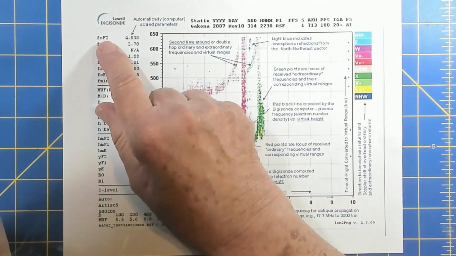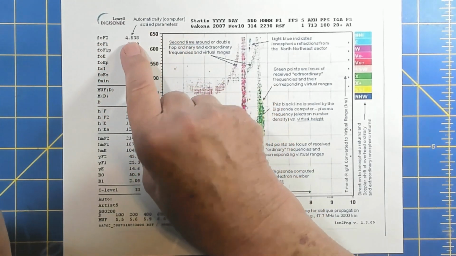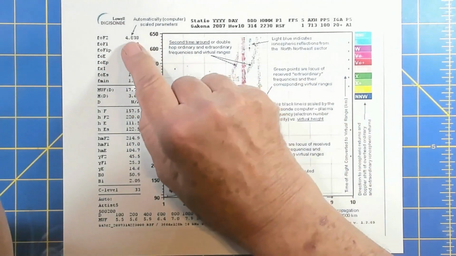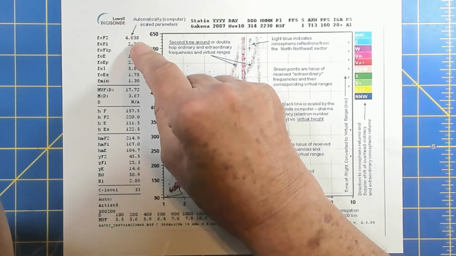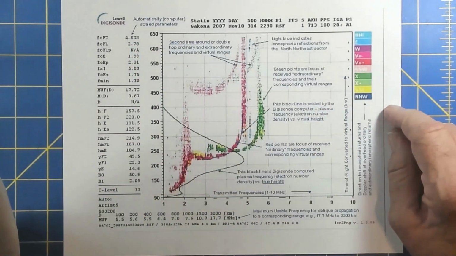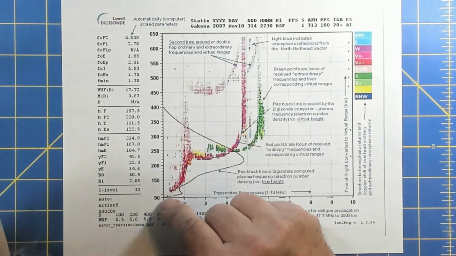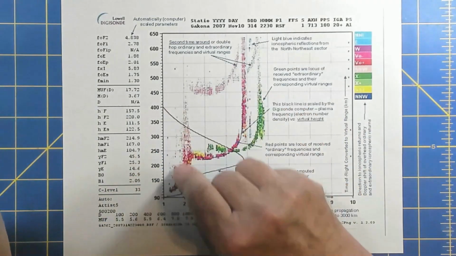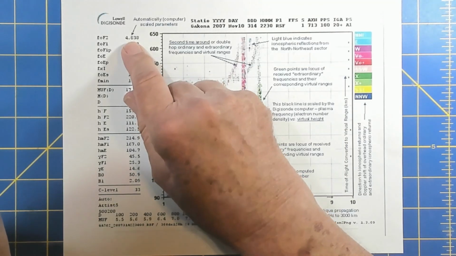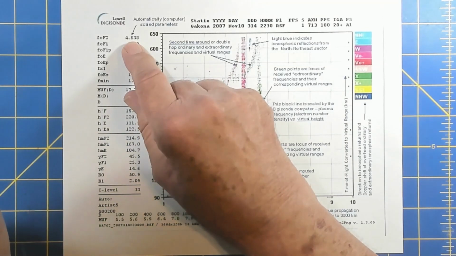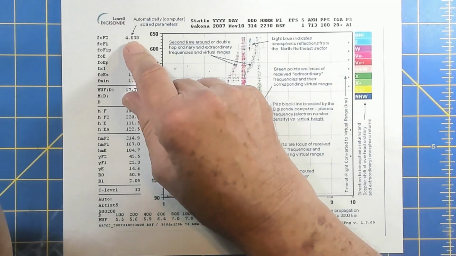So we look up here, the frequency for if it's shot straight up, the maximum frequency where you will get a response is just under 5 megahertz. Now this means that if we're wanting to do NVIS, which is straight up, straight down, near vertical incidence skywave propagation, the highest frequency we could use would be 80 meters, because the next higher band, 60 meters, is actually above this in frequency.